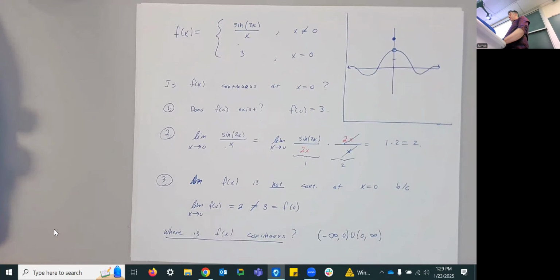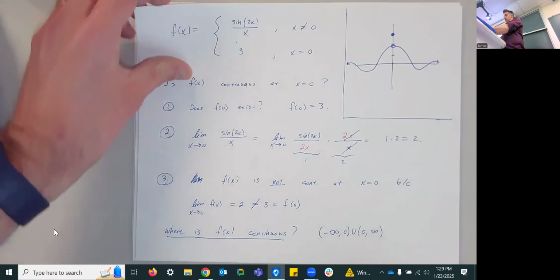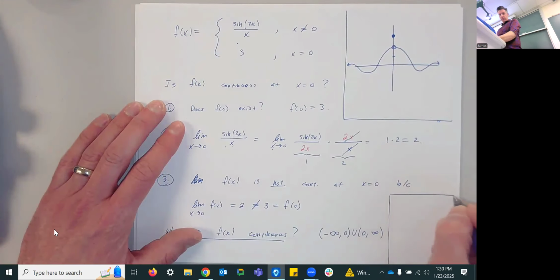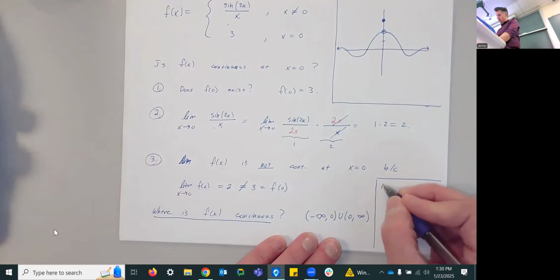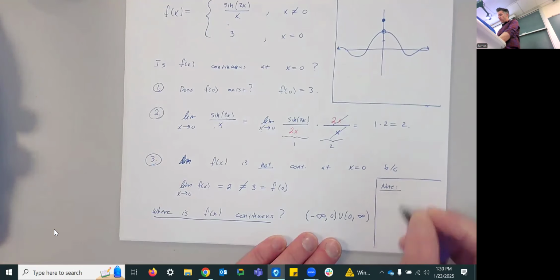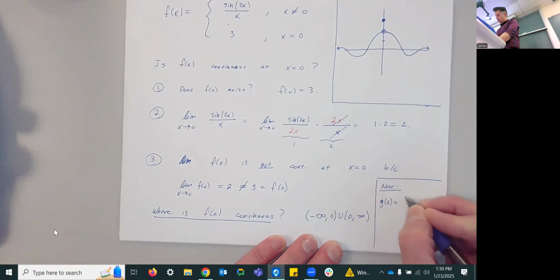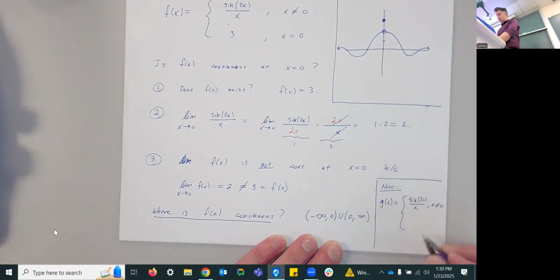I would also point out that we could make it a continuous function if we wanted to. So although this function isn't continuous, I'm going to squeeze it in here, even though I feel slightly bad about it, but not that bad to not do it. Note that we could make a new function, g of x equal to sine of 2x over x when x is not 0. And instead of making it equal to 3, make it equal to 2 when x is 0. And this function is continuous everywhere, including 0.